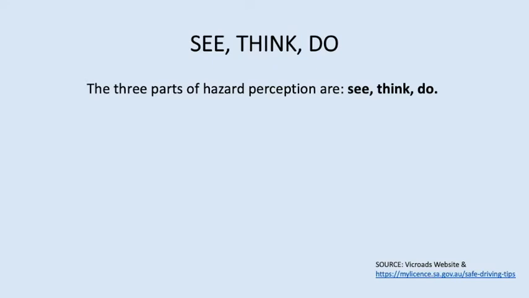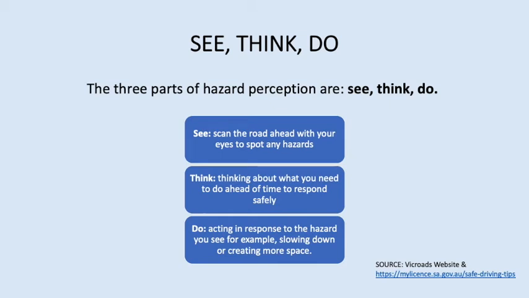See, think, do. These are the three parts of hazard perception. Now, the source for this information is the VicRoads website, and it's also promoted by the mylicense.sa.gov.au website as well. And it's a good process that trainers can implement with their learner drivers. So, see: scan the road ahead with your eyes to spot any hazards.